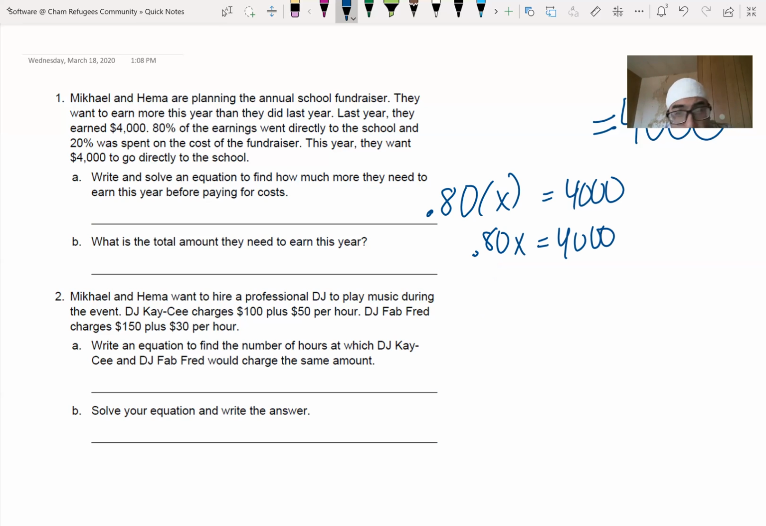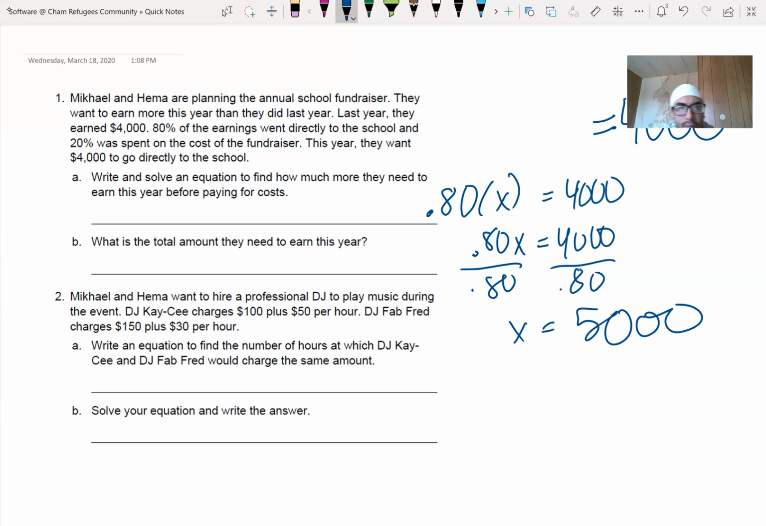How much they need before paying the cost. Yeah, before paying the cost. So if we solve this, we're just going to divide by 0.80. X is equal to, and I'm going to use my calculator for this. 4,000 divided by 0.8 is $5,000. So they need to raise $5,000. I think, right? So they would have to raise $5,000 this year.